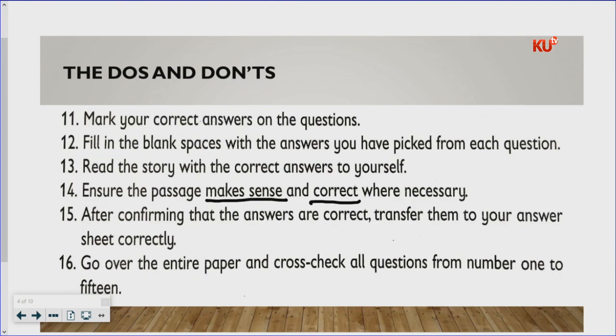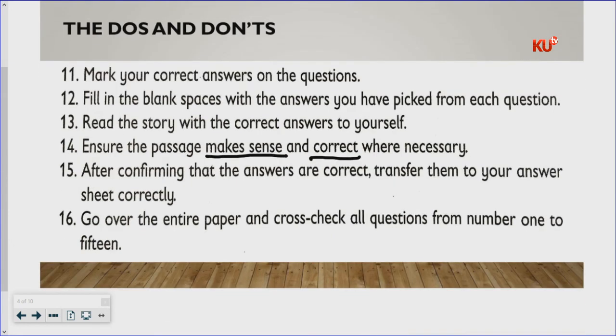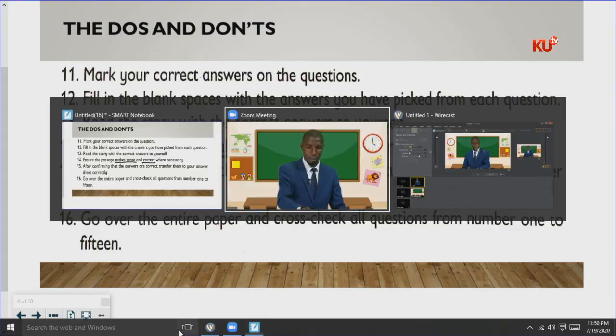Mark your correct answers on the questions. Fill in the blank spaces with the answers you have picked from each question. Read the story with the correct answers to yourself. Ensure the passage makes sense and correct where necessary. After confirming that the answers are correct, transfer them to your answer sheet correctly. Go over the entire paper and cross-check all questions from number 1 to number 15.